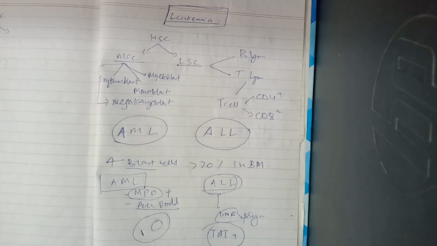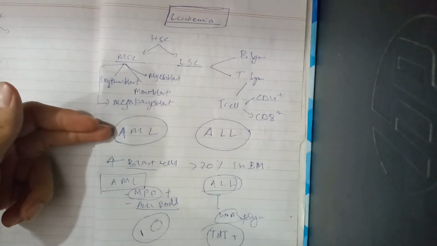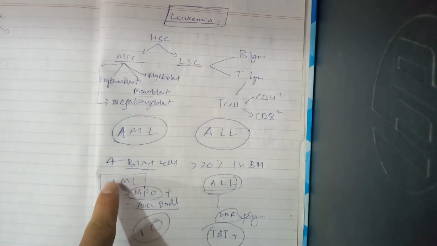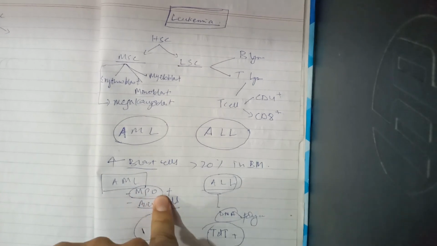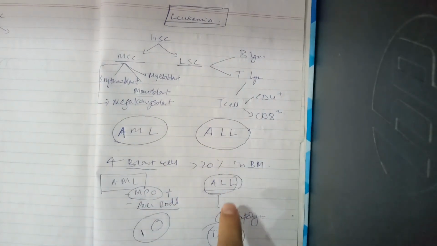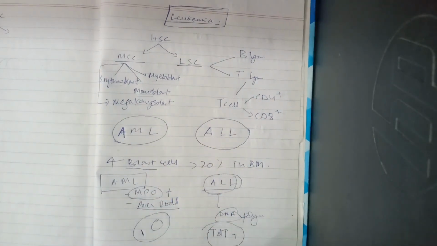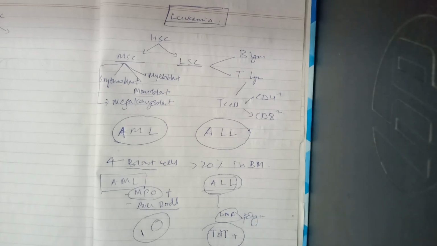And the acute one, we said, is of two types, acute myeloid leukemia and acute lymphoblastic leukemia. I also told you how you can differentiate between both of them in blood, because in blood there will be a presence of immature large cells. How will you know whether it is myeloid or lymphoblastic? There is a simple test. In acute myeloid leukemia, there is myeloperoxidase positive, and in acute lymphoblastic leukemia we will have the DNA polymerase TdT positive test, right? Simply.